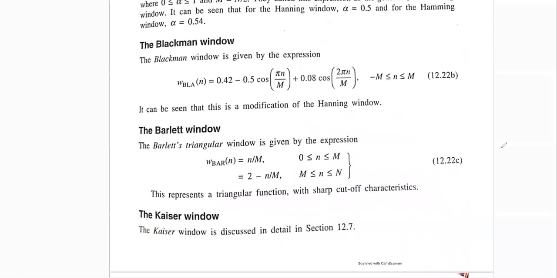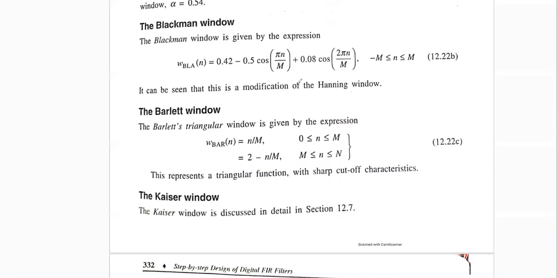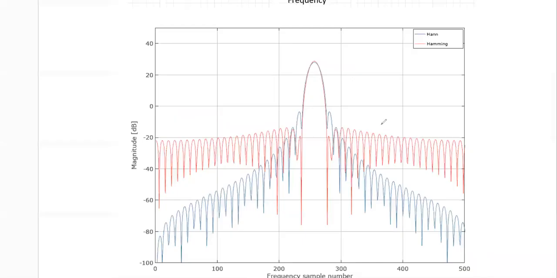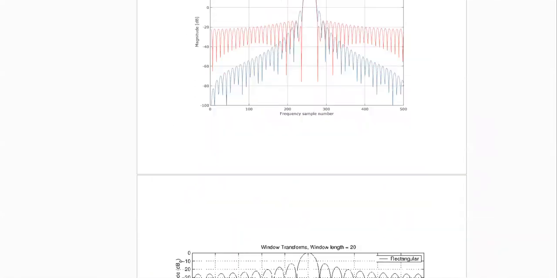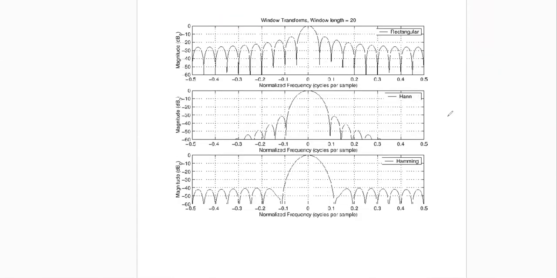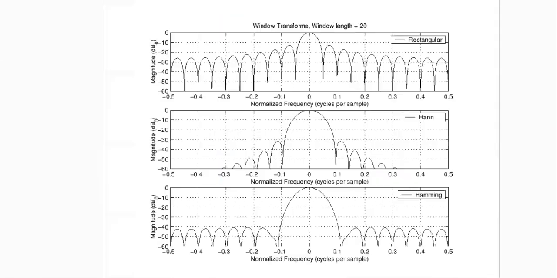There is a window called the Bartlett window. This is a triangular window. There is a Kaiser window, and there are different sorts of windows, just to give you an idea. Okay, this is the example where we can find the window transfer function, the conventional one.